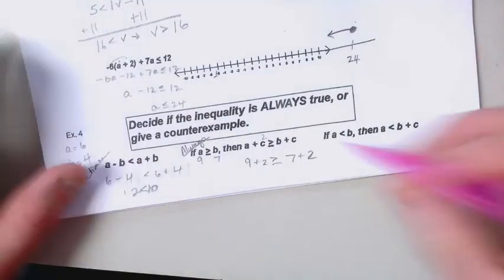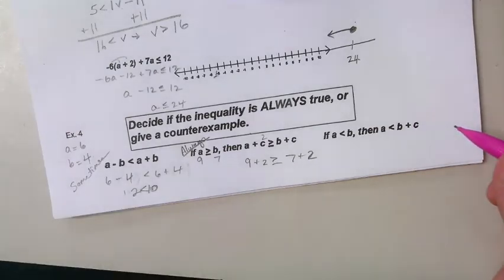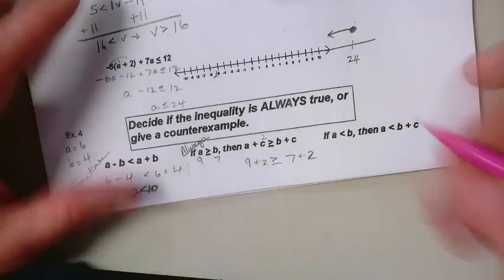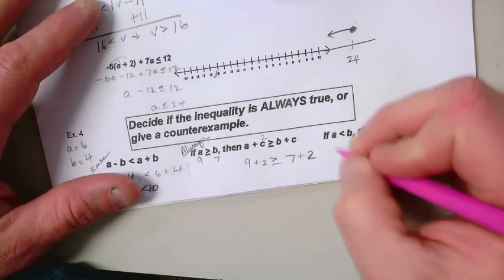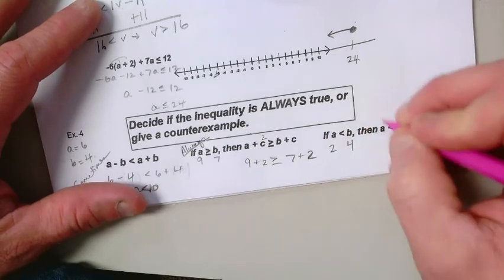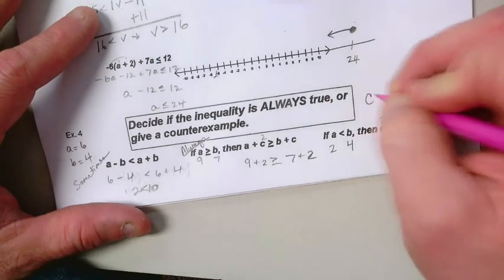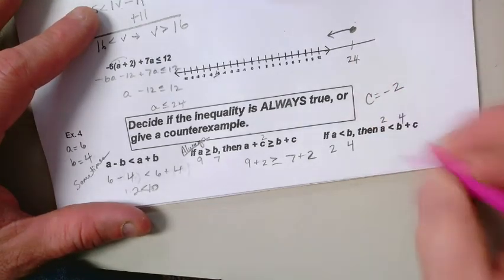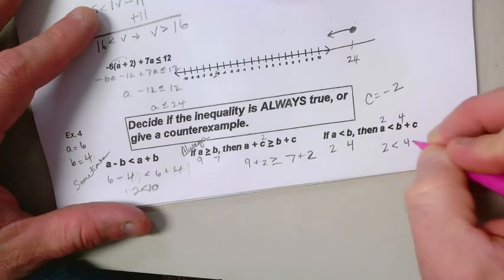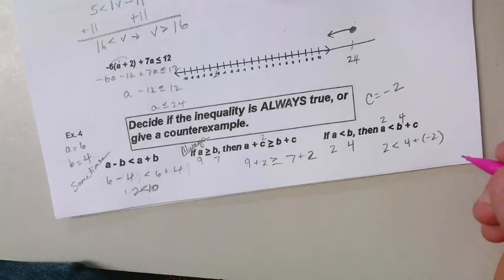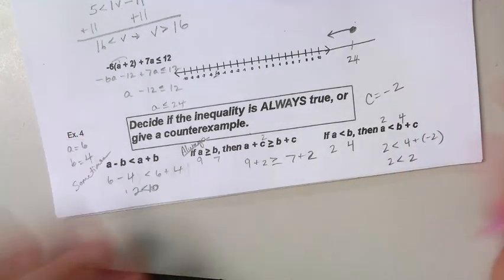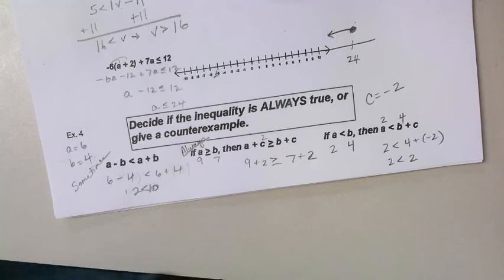The last one, if A is less than B, then A is less than B plus C. I'm going to say sometimes, I think. Let's see here. Pick numbers where A is less than B. Let's put 2 and 4. And let's say that C is a negative. So 2 is less than 4 plus negative 2. So 2 is less than 2. That's not a true statement. Okay. So that would be not true.